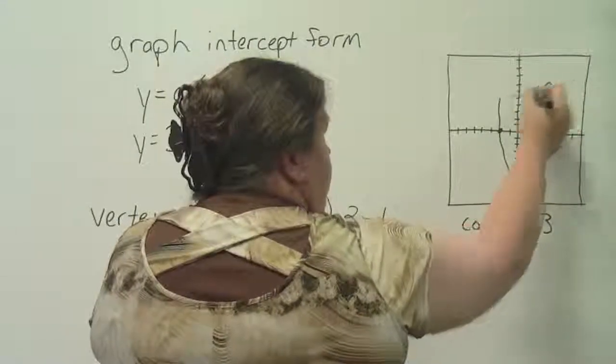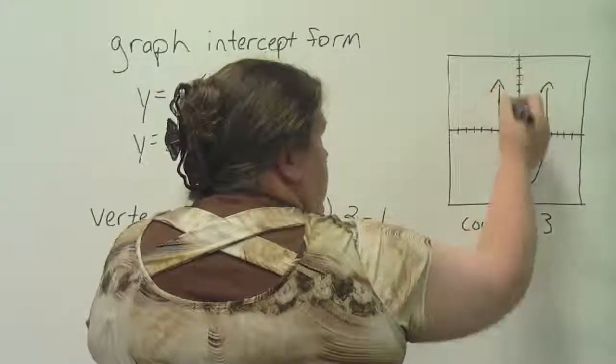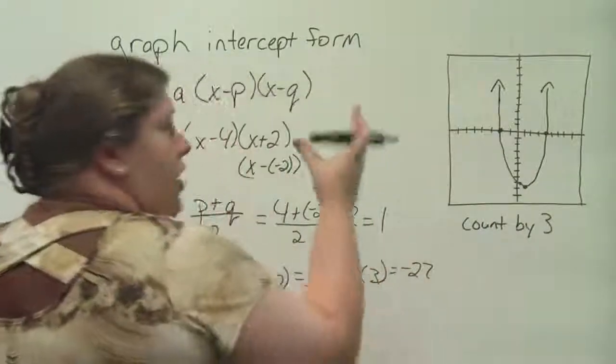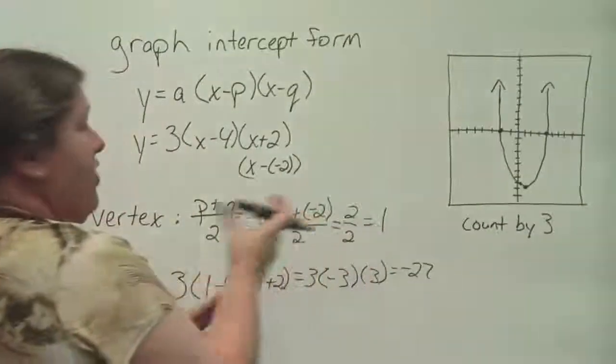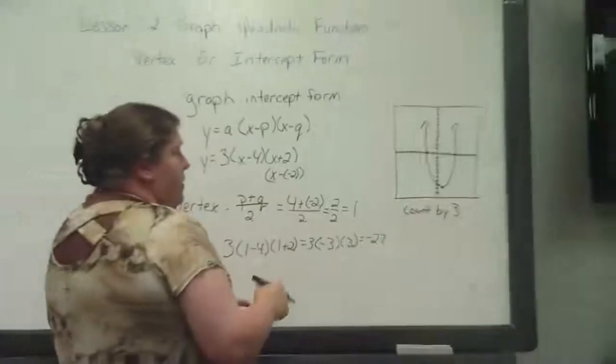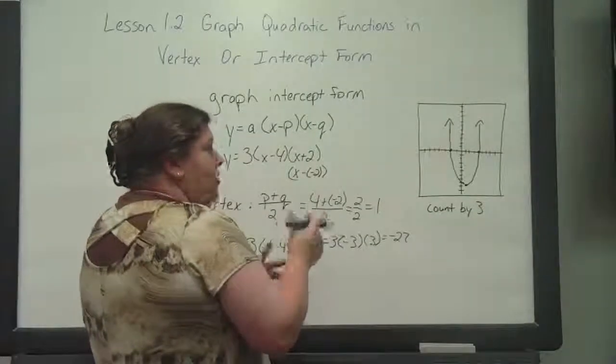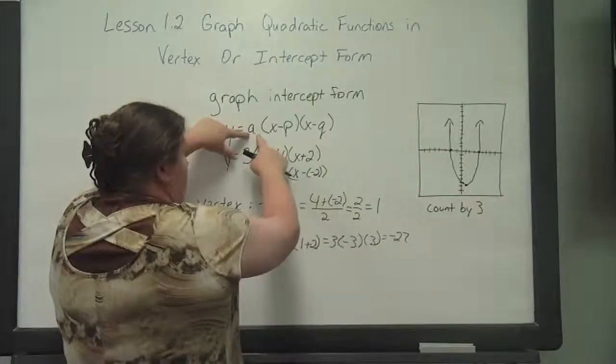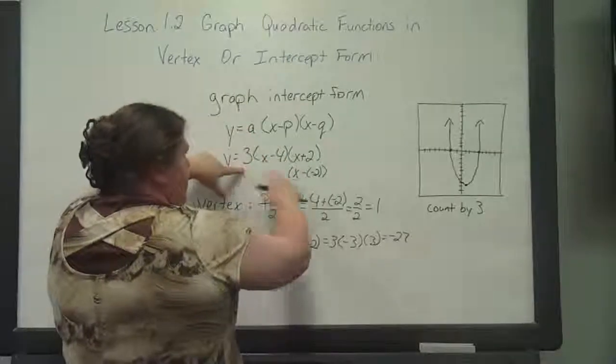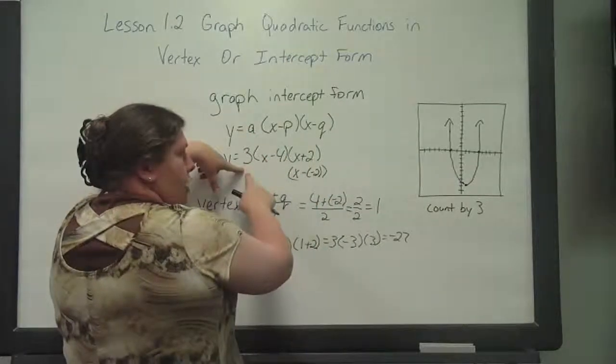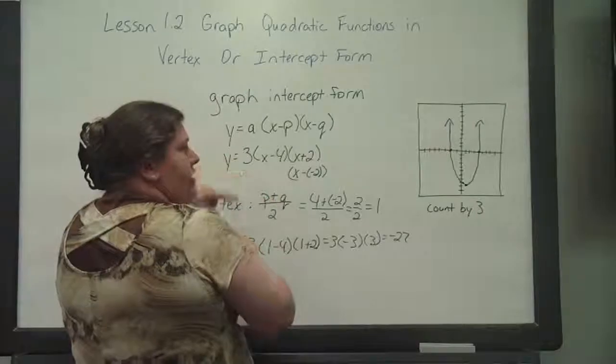And remember to make your arrows go up. That way you know it continues on. And if there's ever a time you cannot remember if it's supposed to point up or down, you look at your A, which in this equation was a positive 3. Positive always points up.